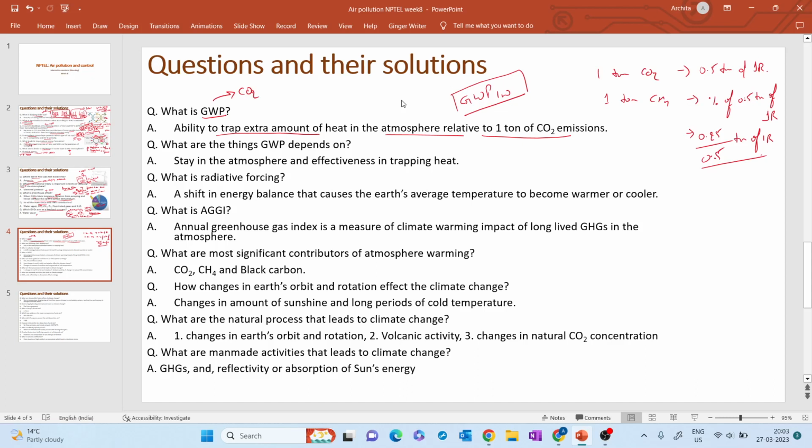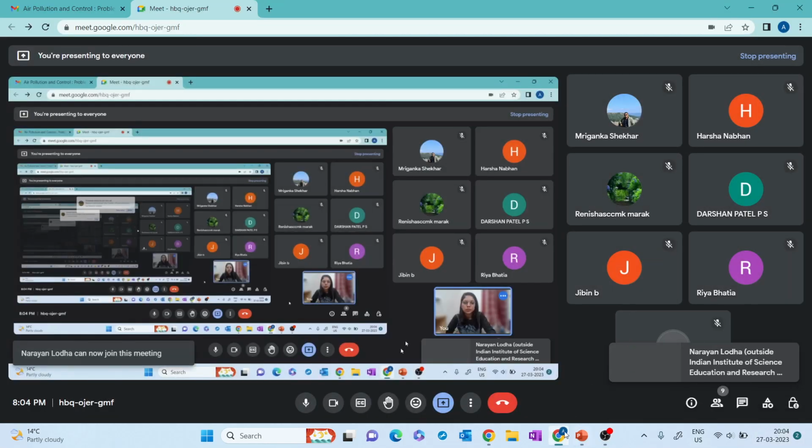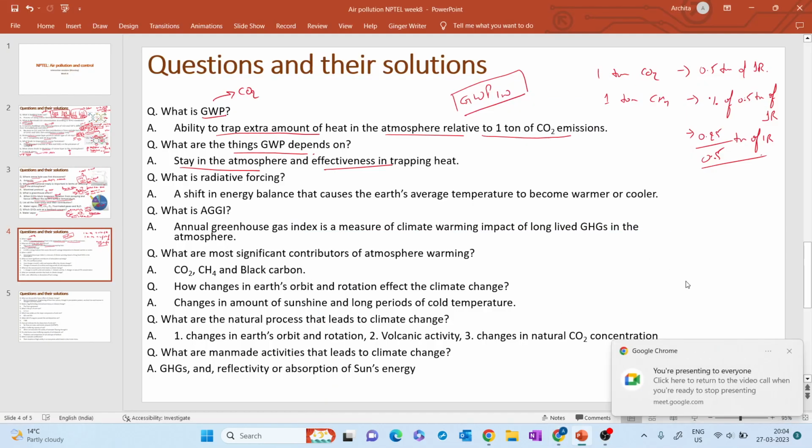ठीक है. अच्छा, अब ये जो ग्लोबल वार्मिंग पोटेंशियल होता है, it depends on two things, and those two things are time and effectiveness. Stay means what is the lifetime of a gas. If a gas has a very small lifetime, then it cannot trap a lot of heat, because after a couple of years it will be gone, right? And next is effectiveness, meaning how much it can trap. So for example, after CO2, methane has a very high global warming potential.